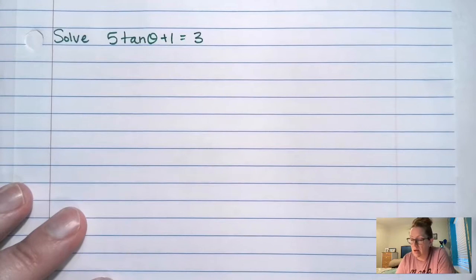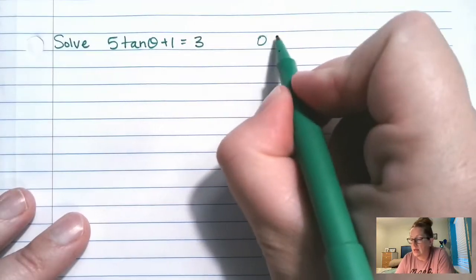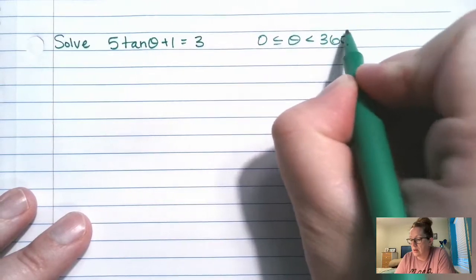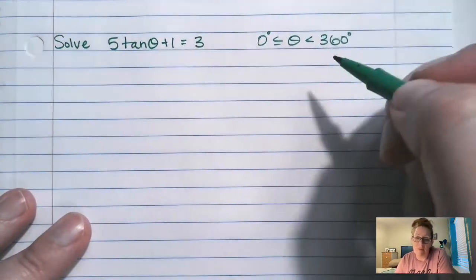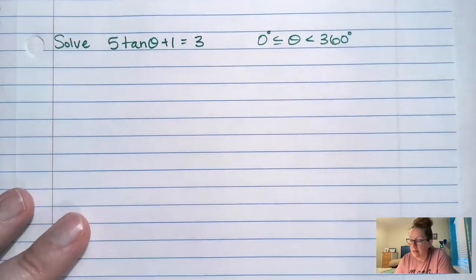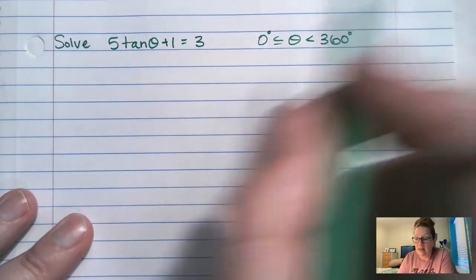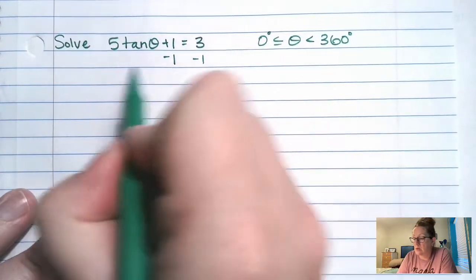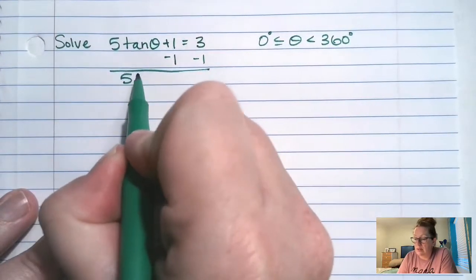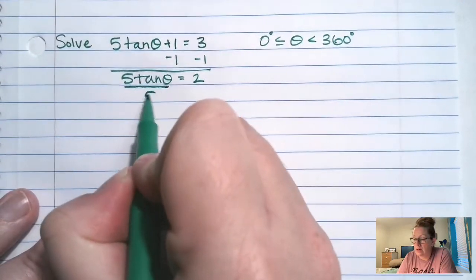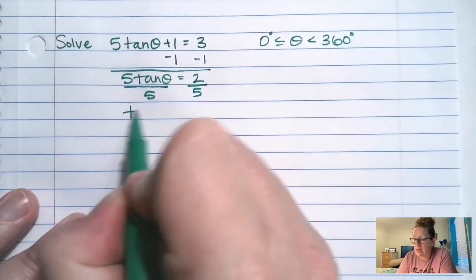Okay, let's solve something like this. So it always will have this restriction. I'm sure there are times where it doesn't have it, but I can't think of any that I've seen anyways. So let's go ahead and solve for this guy. So minus 1 minus 1. So we've got to say 5 tan theta equals 2. Divide each side by 5.